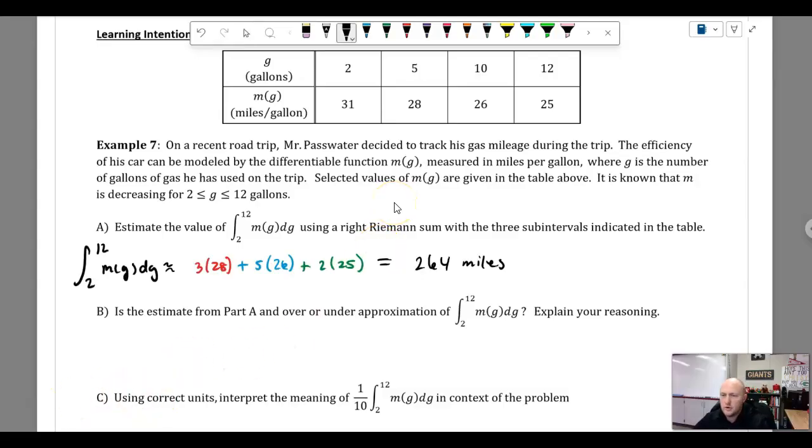Okay, here you go. Here is the solution. 3 width times height, we're going to use 28 since it's a right Riemann sum. And then 5 times 26, 2 times 25 should give you 264 miles.